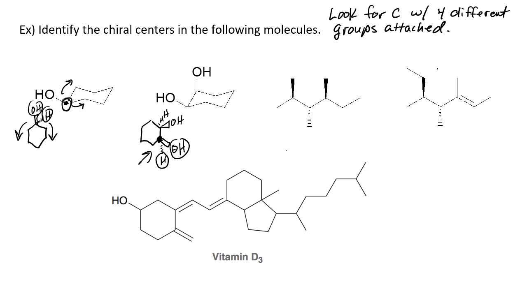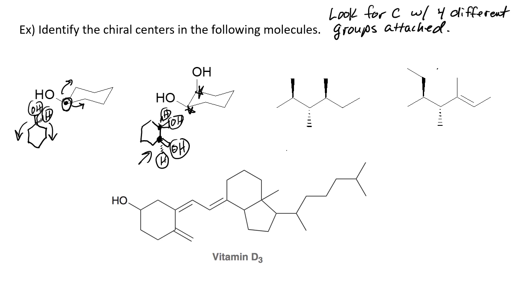And then going around the ring in both directions is actually different. We encounter different atoms and different connectivities. So that makes this carbon chiral. We'll put a star next to it. If we go to the next one, we see that we've got an OH, an H, and then going around the ring in both directions is different. So this is also a chiral carbon.